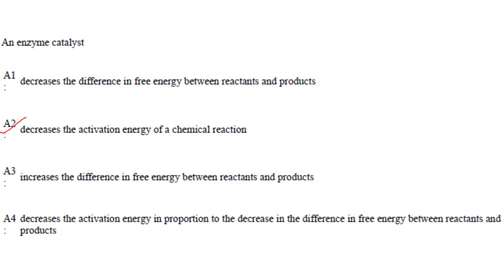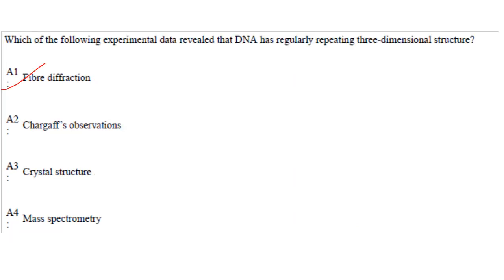An enzyme catalyst decreases the difference in free energy between reactants and products. Enzymes do not affect Gibbs free energy of a reaction. So options 1, 3 and 4 all talk about free energy, and that is wrong. So the correct answer is option 2, that is decreases the activation energy of a chemical reaction. That is what an enzyme does. Then next one.